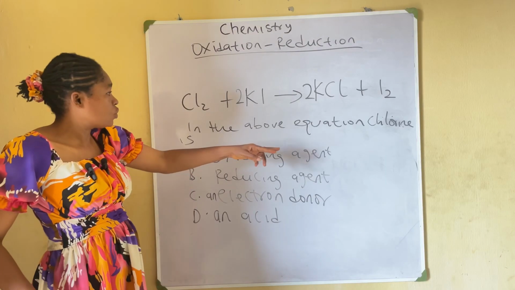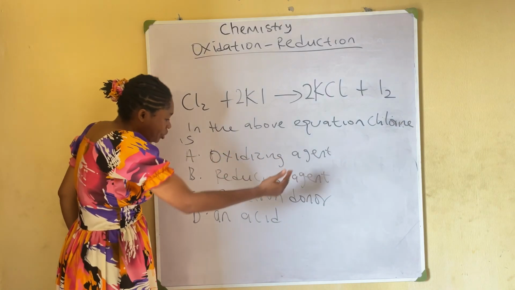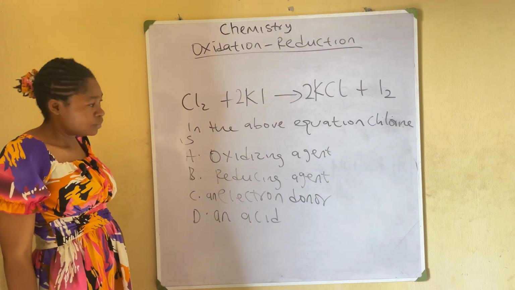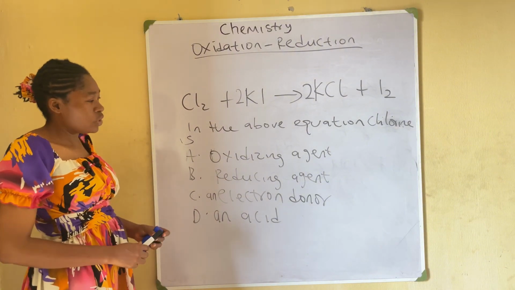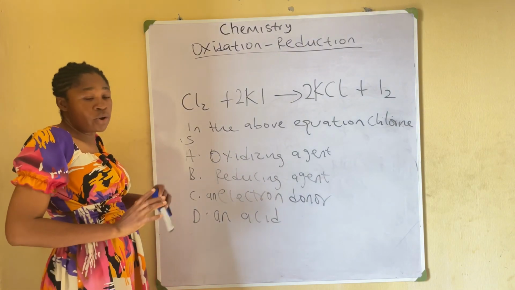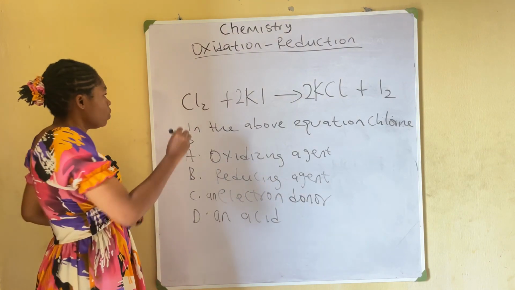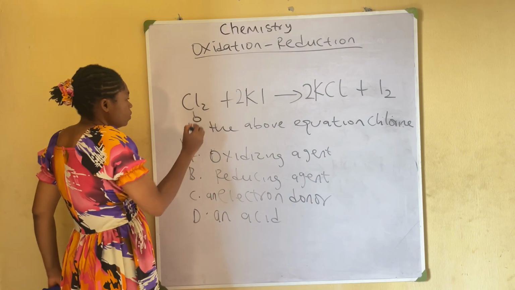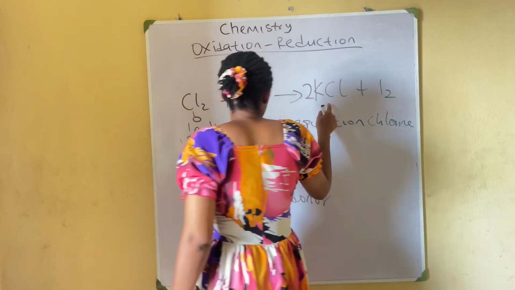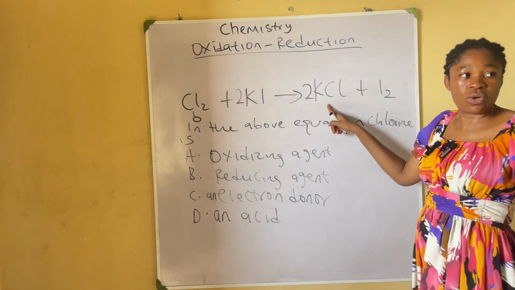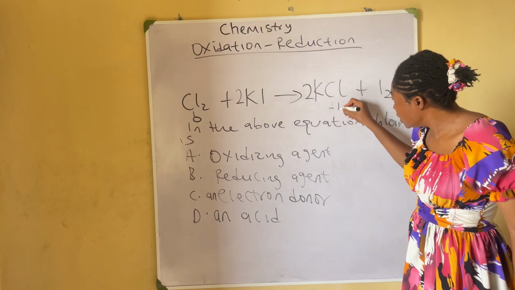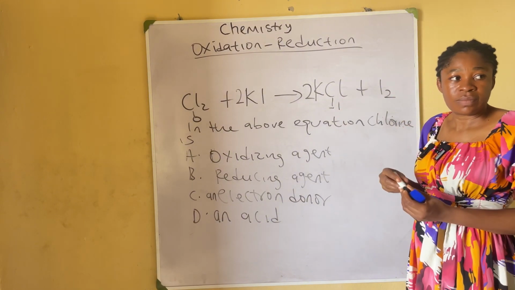So in the above equation, chlorine is an oxidizing agent, a reducing agent, an electron donor, or an acid. Let's see which option is correct. What is the oxidation number of chlorine here? Remember, when an element is alone, not in a combined state, the oxidation number is what? 0. So the oxidation number of chlorine here is 0. Let's look at the oxidation number of chlorine here in potassium chloride. Remember, I told you in any chloride, the oxidation number of chlorine is always what? -1. Even when you calculate it, it gives you -1.